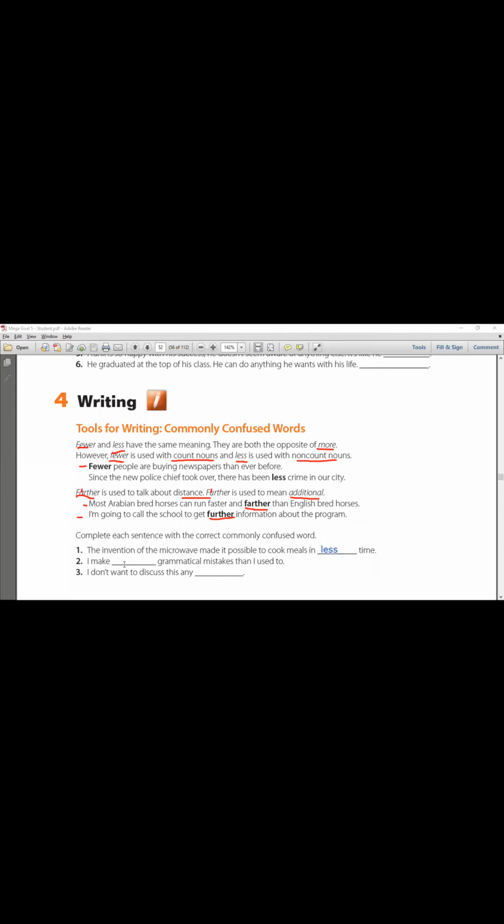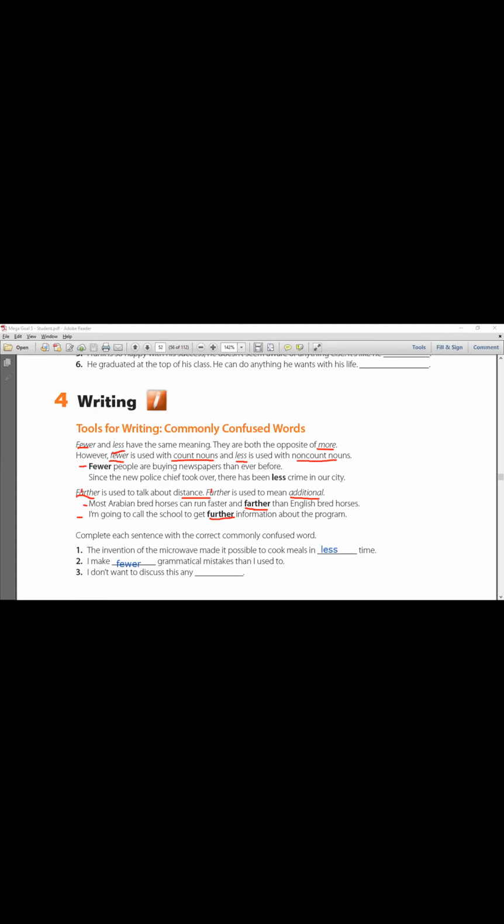Number two, I make blank grammatical mistakes than I used to. Yes, thank you. Fewer grammatical mistakes. And as you can see, this is a countable noun, so I'm going to use fewer. Excellent.